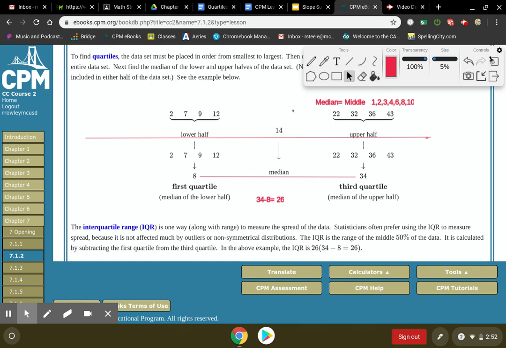So 3 takeaways. Median means middle. First quartile is the middle of the small numbers. Third quartile is the middle of the upper numbers. Interquartile range is taking the first quartile and subtracting it from the third.